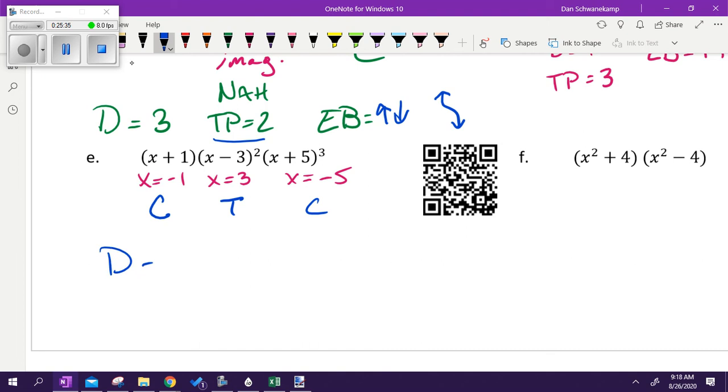Then we're doing degree. Degree is 6. Turning points, 5. End behavior. The degree is 6, so we're going the same. It's positive. It is up, up.